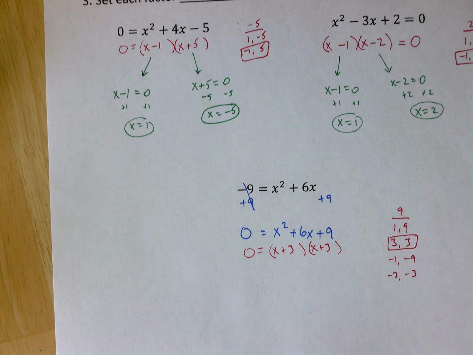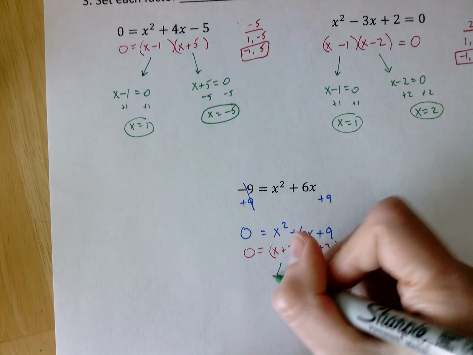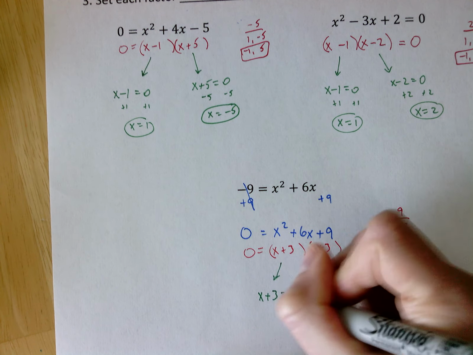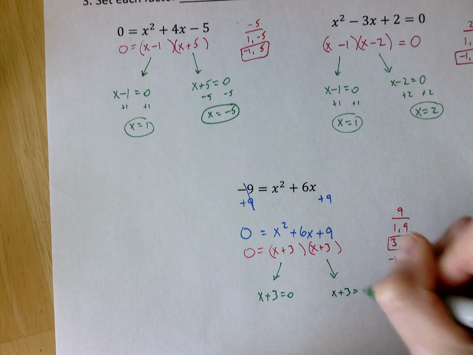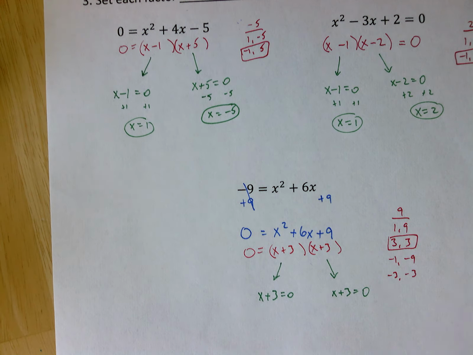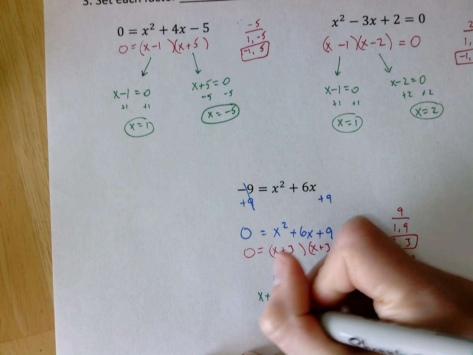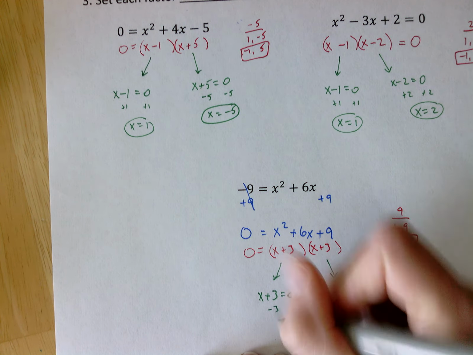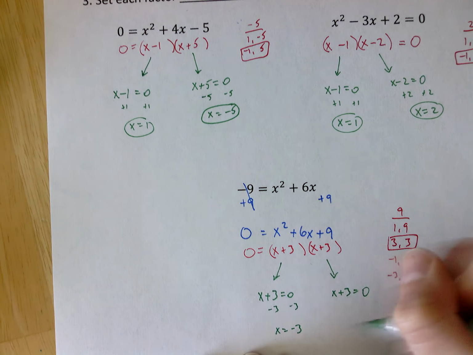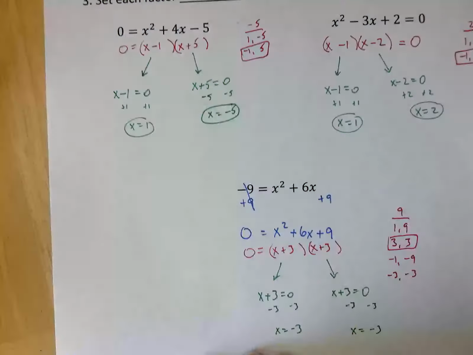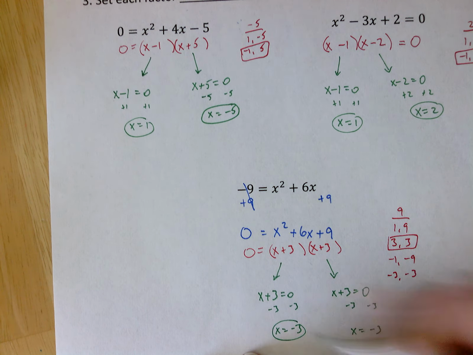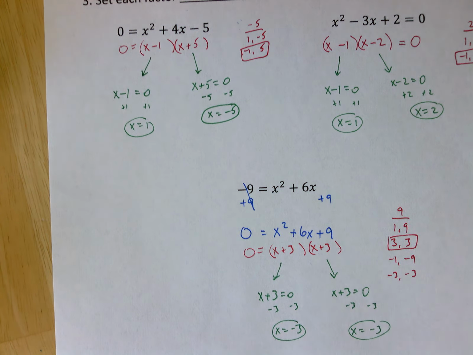Okay, and then to finish solving that, I'm going to set each one of these equal to 0 and solve. So x plus 3 equals 0, and over here, x plus 3 equals 0. And you might be thinking to yourself, Miss King, that's the exact same equation. You're right. Okay, so I'm going to go ahead and solve each one of them. But really, you don't need to solve each one of them. If they're the same, you know you're going to get the same answer. So the answer to this one is x equals negative 3.